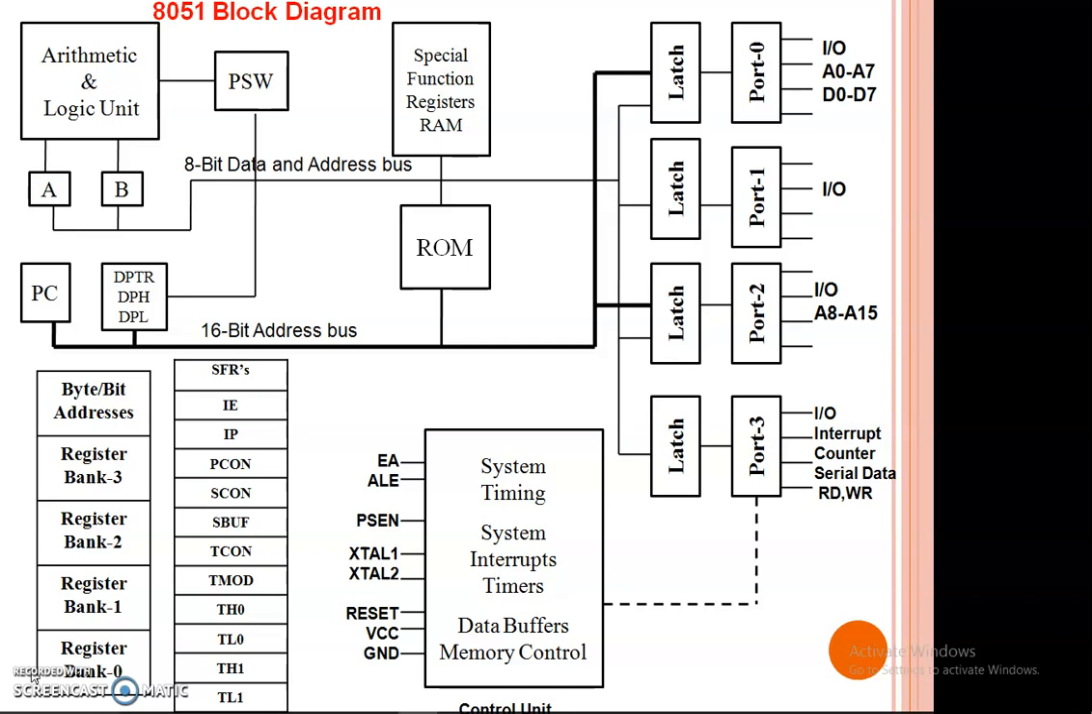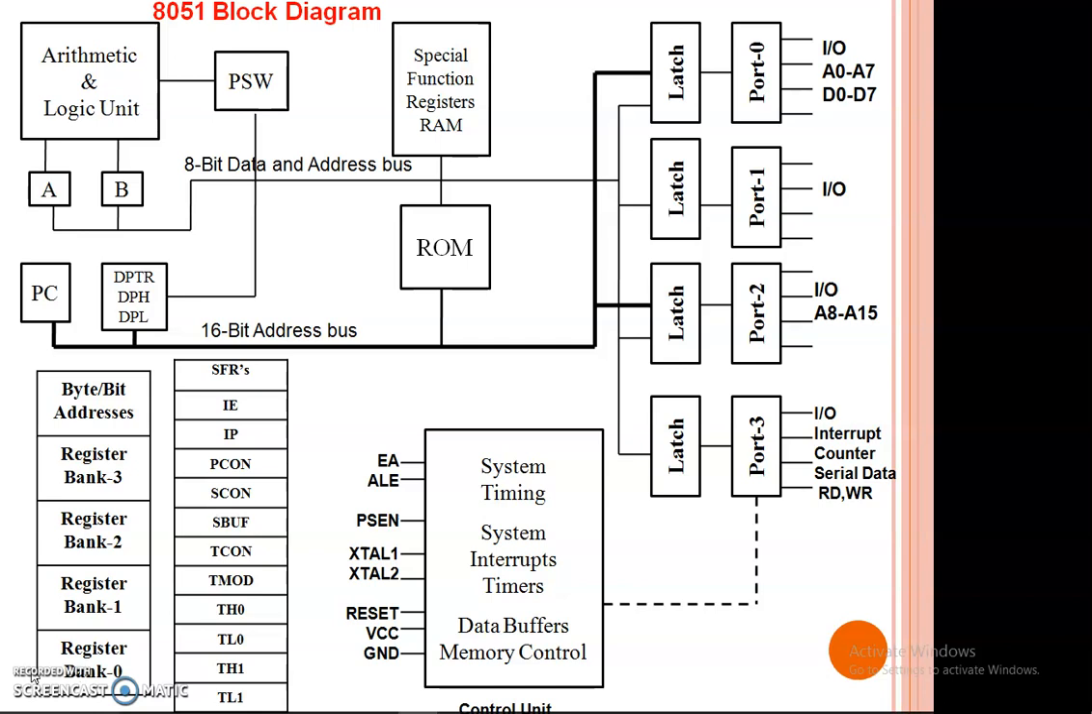Next, coming to the I/O ports. 8051 has 4 ports. Each port size is 8-bit. We can use these ports in parallel communication, that is, we can send 8 bits at a time. Now we will learn about these ports. First port is port 0. It has 8 pins, P0.0 to P0.7. Port 0 has 3 functionalities: I/O, data bus and address bus.